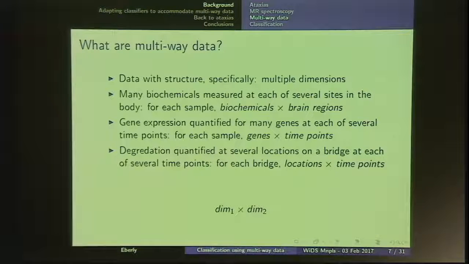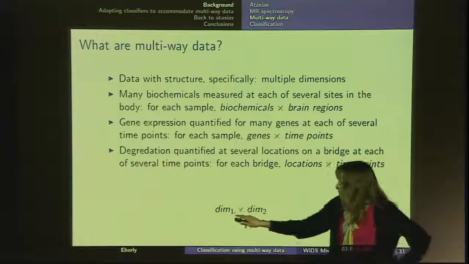We have another data set that I'm not going to talk about today where we have gene expression quantified for several genes longitudinally over time in a sample of multiple sclerosis patients. An example that's a little more engineering oriented, perhaps we have measures of degradation in a bridge structure at each of several time points. So for each bridge that we've sampled, we have locations by time points. And I'm going to use the notation here, dimension 1 by dimension 2.